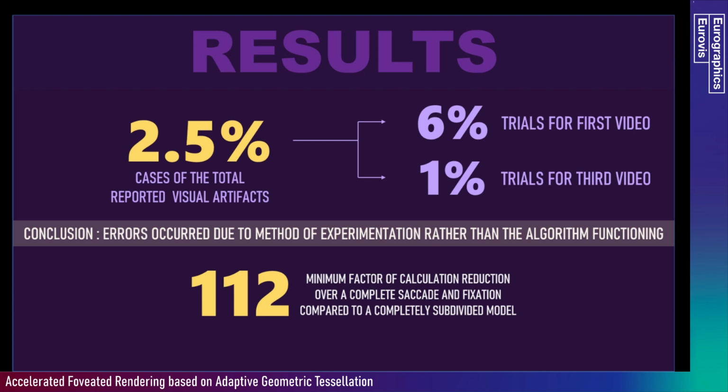Since the distribution of tessellation was controlled to limit the maximum number of triangles to be less than 8 times a fully tessellated model, the improvement over a complete saccade and fixation compared to a standard tessellation model was by a factor of 112.